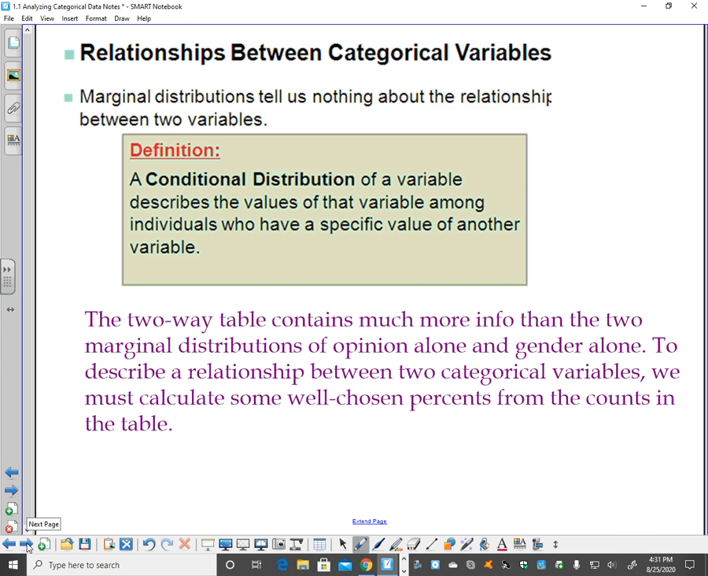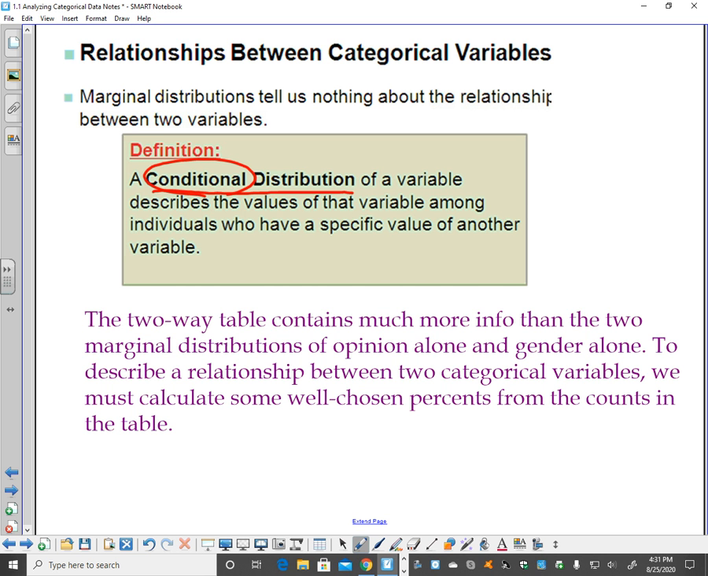Okay, relationships between categorical variables. Marginal distributions tell us nothing about the relationship between the two variables. So we've isolated gender, and we've isolated opinion and analyzed it. Now I want to talk about those two variables together, and that is called a conditional distribution because one variable depends on the other.